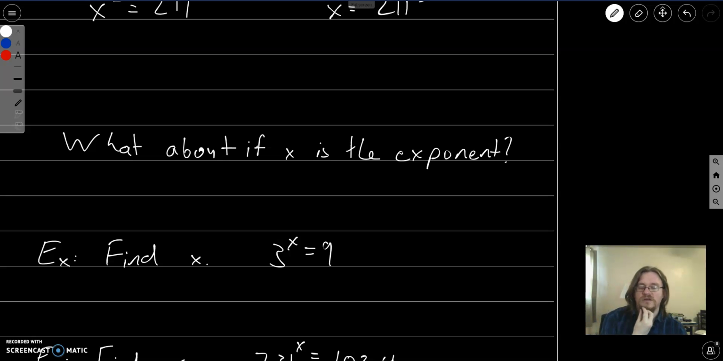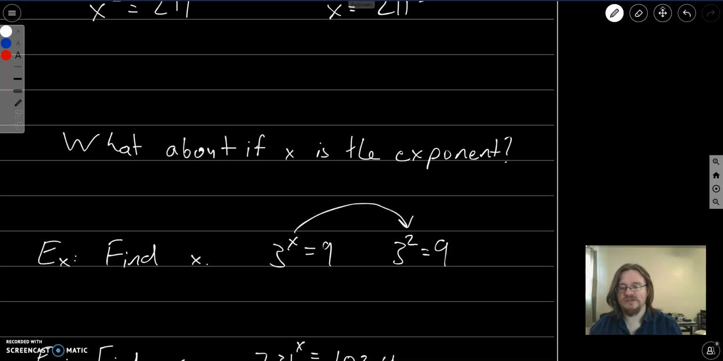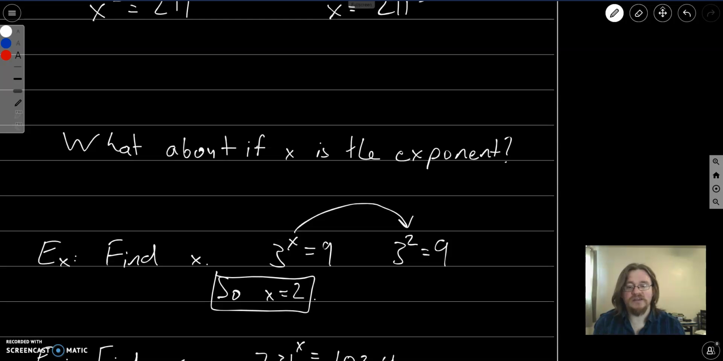So if we think about this just a little bit, for instance, one thing that I know is 3 squared is equal to 9, right? Because 3 times 3 is equal to 9. Well, that means that x should be 2. So x is equal to 2. That was pretty straightforward. I know that 3 squared is 9. So if I know that this has to be 3 squared, well, that means x has to be 2. And there's not a lot going on. But these are pretty simple numbers.